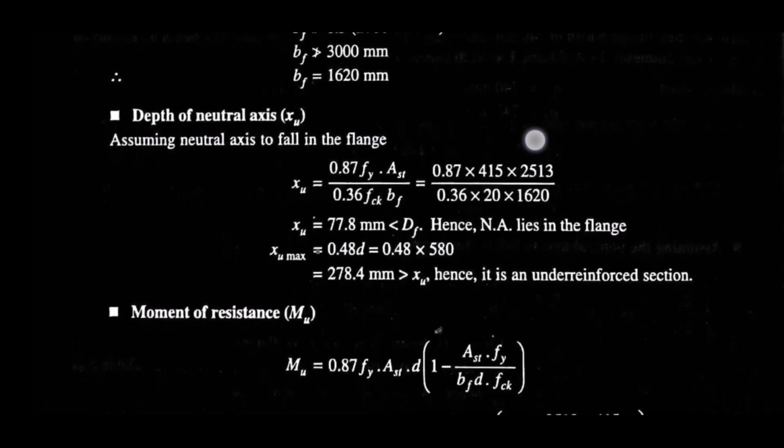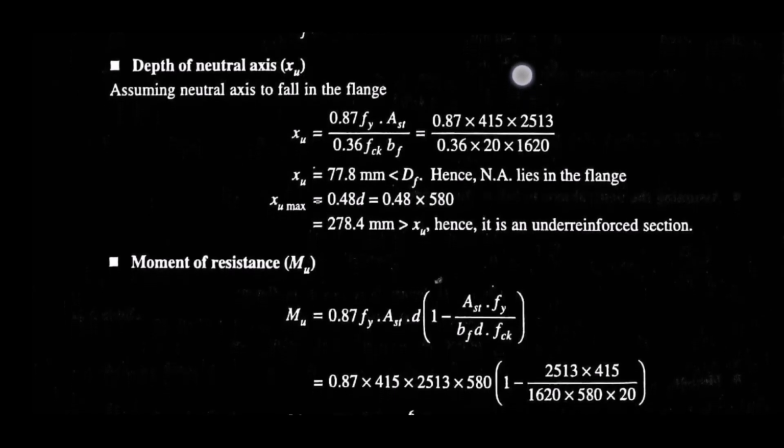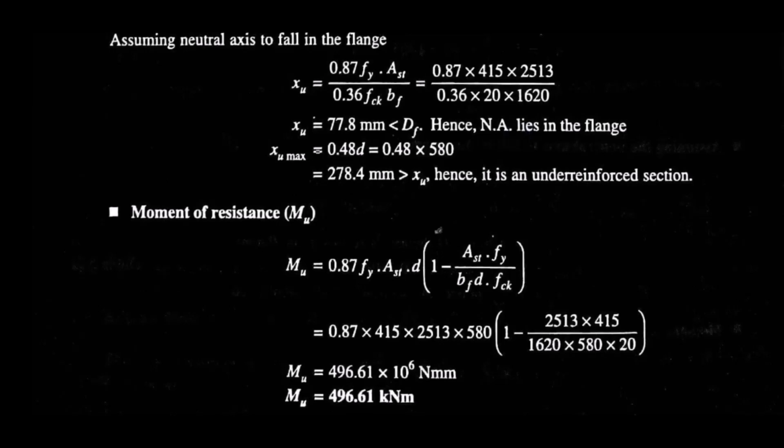Okay, now we have to find the moment of resistance as per the formula which is given in Annex G of IS 456 2000, that is Mu is equals to 0.87 fy into Ast into d within bracket 1 minus Ast into fy by bf into d into fck, that is equals to 0.87 into fy, that is 415, into Ast, that is 2513, into d, that is 580, within bracket 1 minus Ast, that is 2513, into fy, that is 415, by bf is 1620, into d 580, into fck 20.